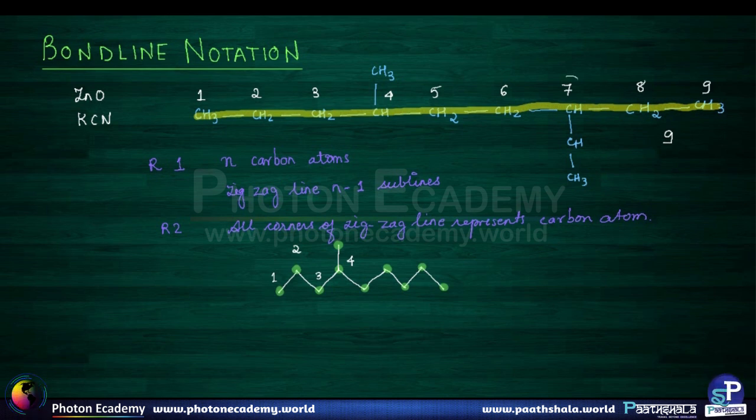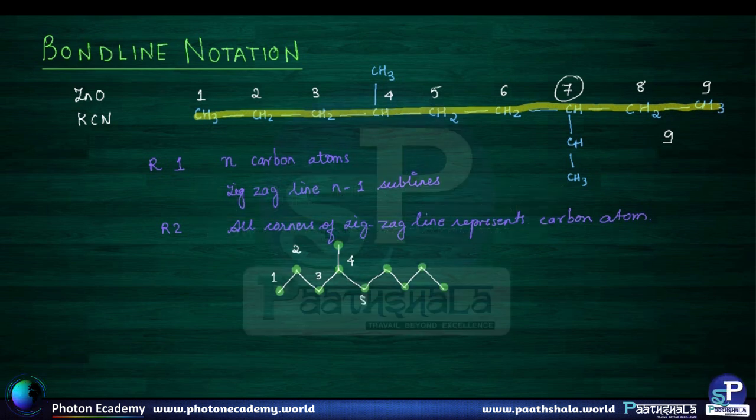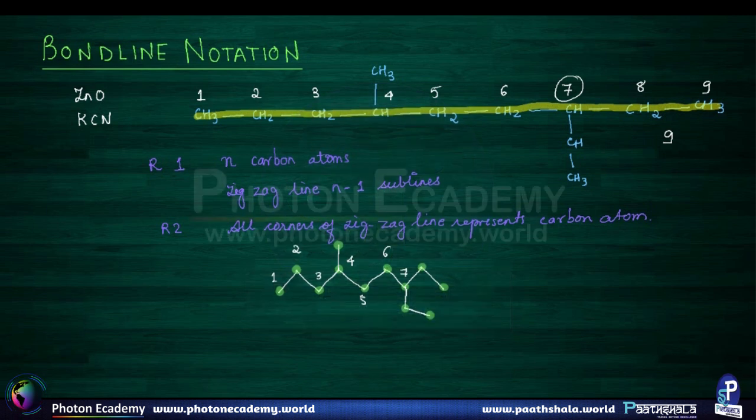On the 7th carbon, we have a subchain of 2 carbon atoms. So this is 5th, 6th, and on the 7th carbon we draw a subchain of 2 carbon atoms, where these 2 corners represent carbon atoms. You can see drawing this is much more complex than drawing this. So this is the bondline notation of this molecule, and in general all the questions and examples we are going to use bondline notation for organic molecules.